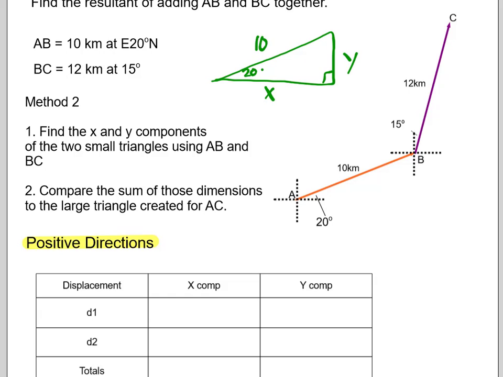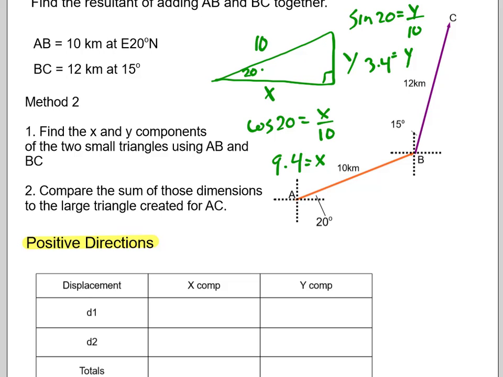And this is y. So if we go through and we do a quick solve, cosine of 20 is x over 10. And I won't do all of these on the board just because it's a little bit time consuming. Cos 20 equals x over 10, times 10, we get 9.4. Okay, and then if we do the same thing with sine 20 equals y over 10, times 10, 3.4.